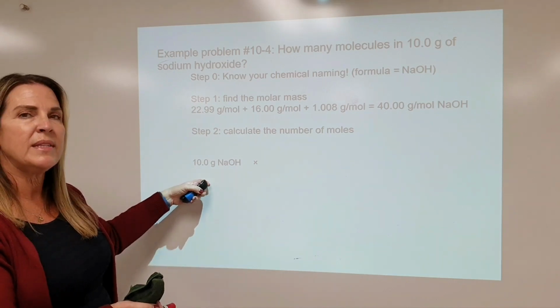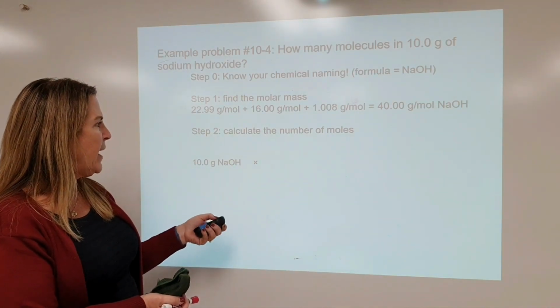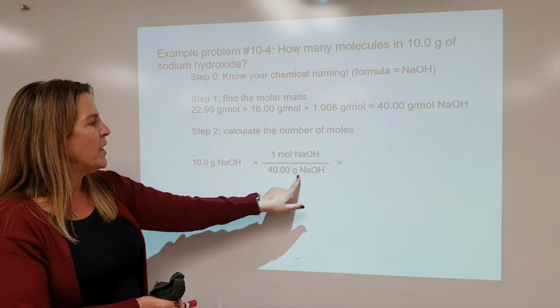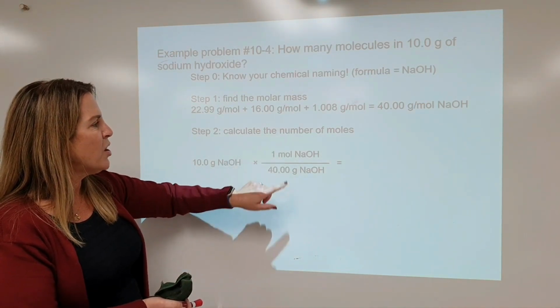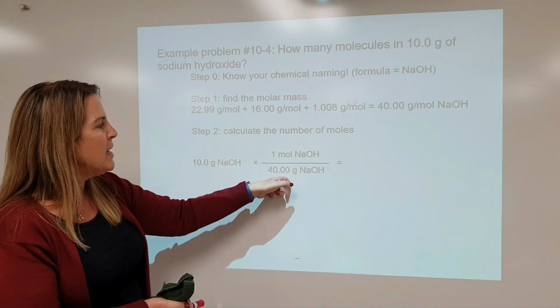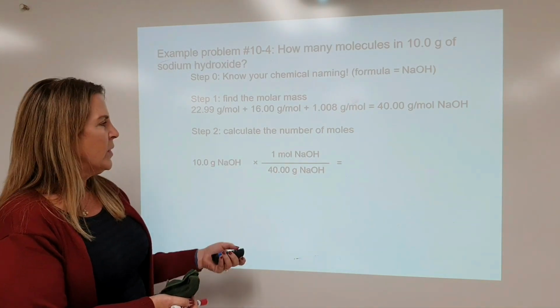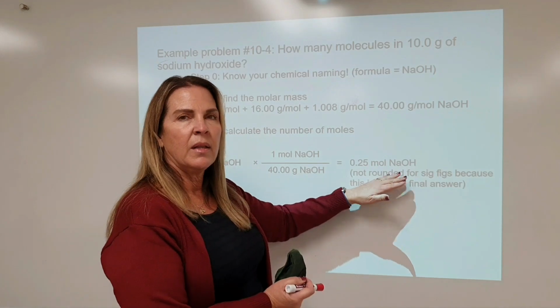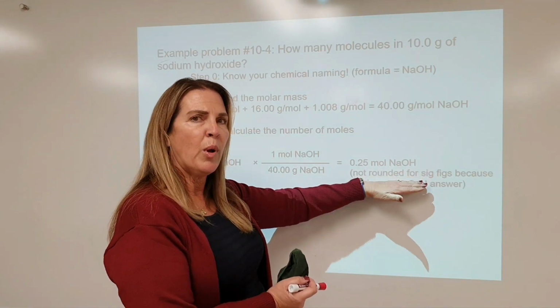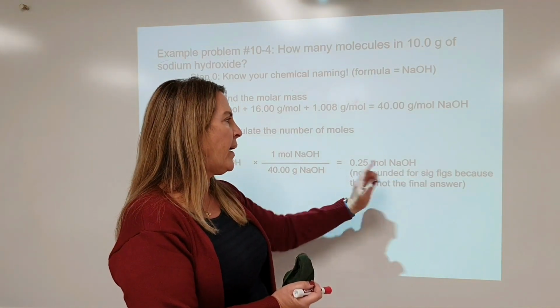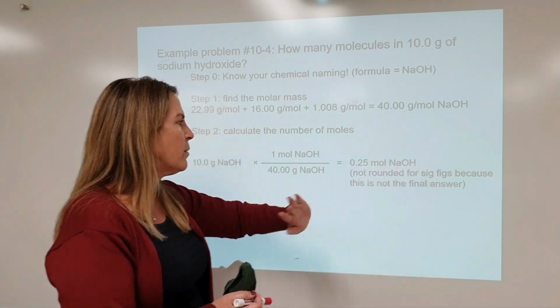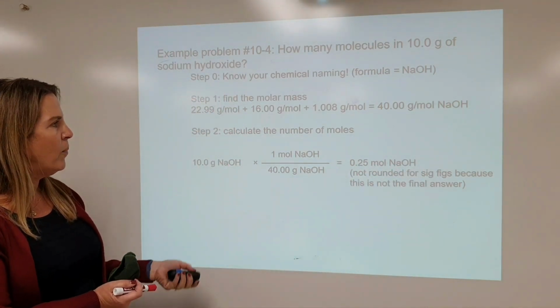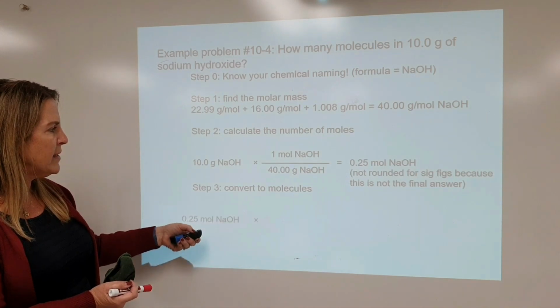So we start with what's given. 10 grams of NaOH. We're going to have our 40 grams of NaOH downstairs. This is our molar mass. We are dividing by the molar mass. And this is the answer, but we're not done. So this is a multi-step calculation. You keep going. We're not going to round that number. We're just going to let it go. That's our starting point for the next step.